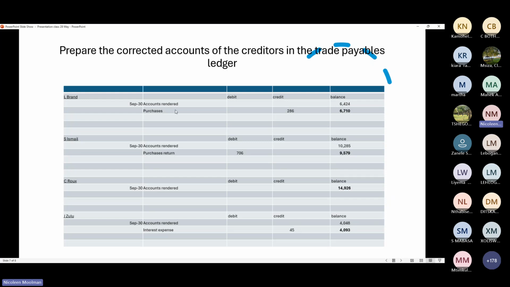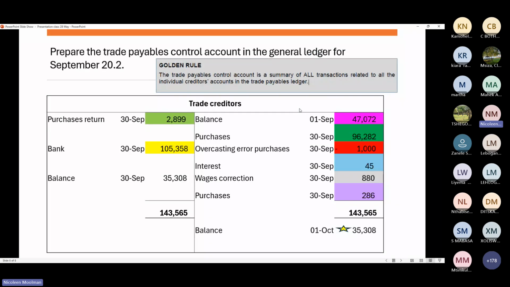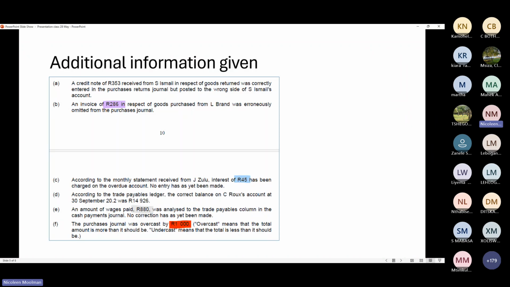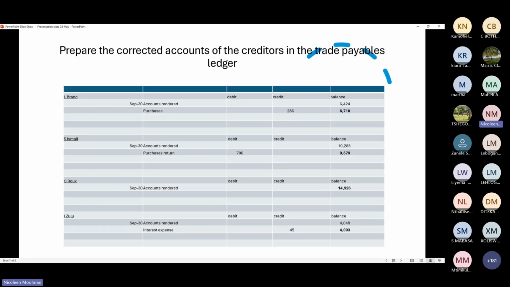So the first correction we made here is to Albrandt, the 286. And if I can just go back, what was the 286? It said an invoice of 286 in respect of goods purchased from Albrandt was omitted from the purchase journal. So we need to add that to the amount that we owe Albrandt. So our new balance for Albrandt is then 6424 plus 286. And that gives us the 6710.